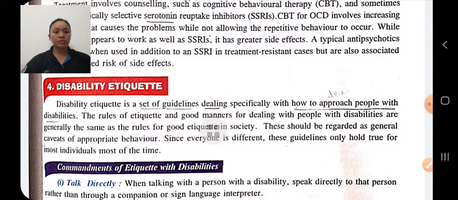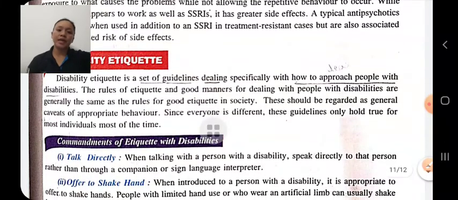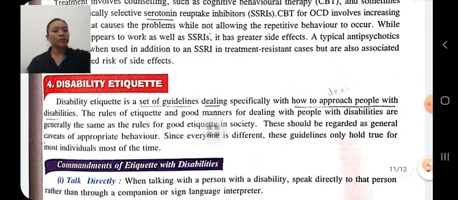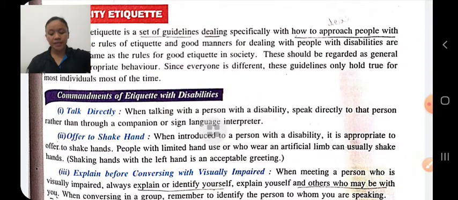Some disability attitudes are: talk directly. When talking with a person with disability, speak directly to that person rather than through a companion or sign language interpreter. Whenever you meet a disabled person, talk directly to that person, not to the other person.